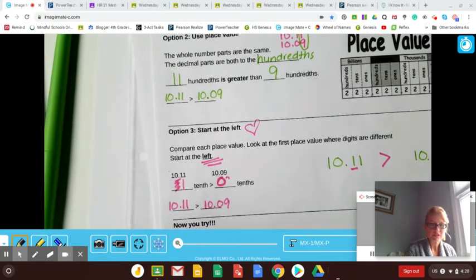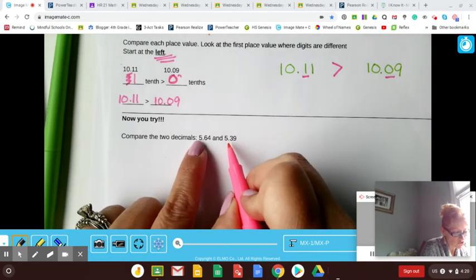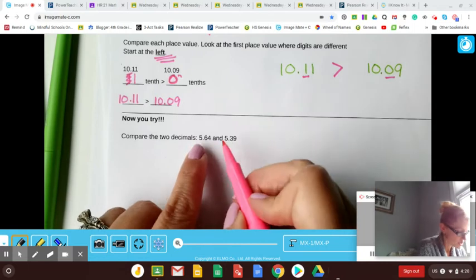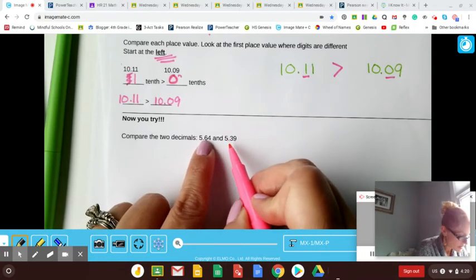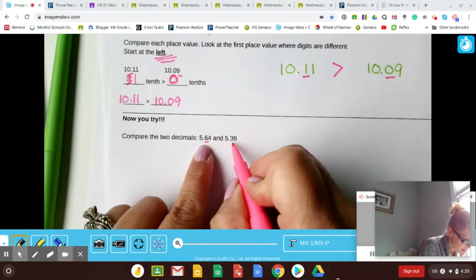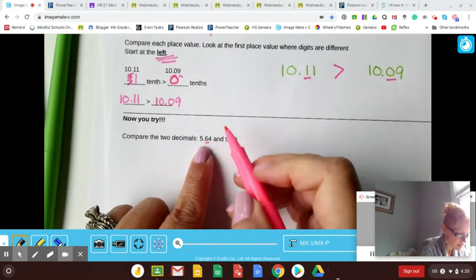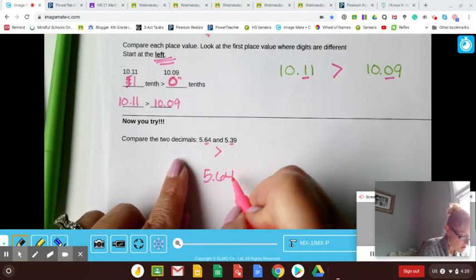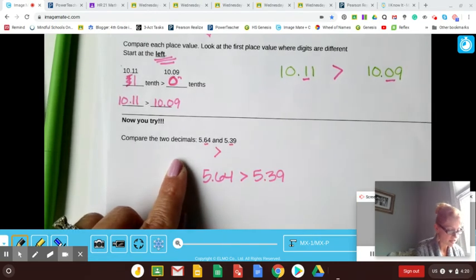All right, so now it's our turn to try. Let's try this one down here. I'm going to use the strategy of starting at the left because it's easiest. So we're going to have a 5 and a 5. They're the same. So moving on. Now we have a 6 and a 3. I like to underline those place values. A 6 is greater than a 3. Therefore, 5 and 64 hundredths is greater than 5 and 39 hundredths.